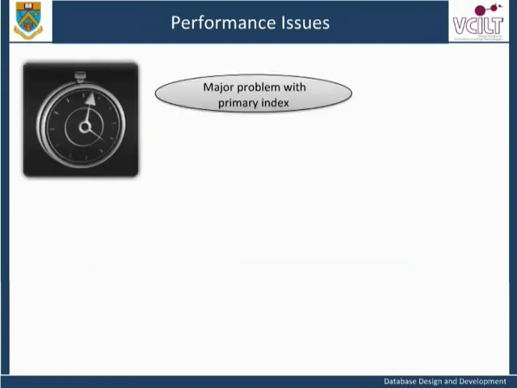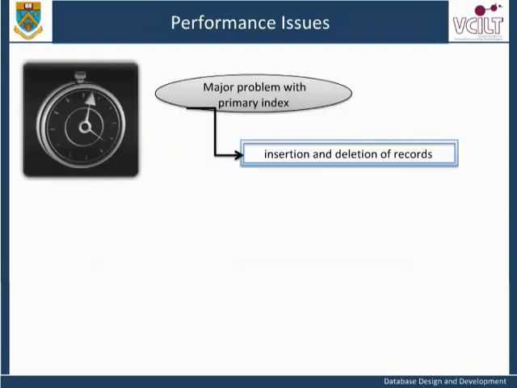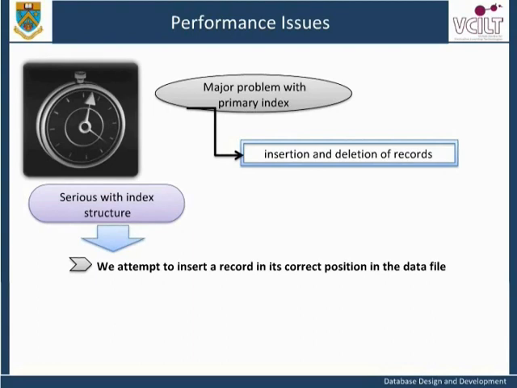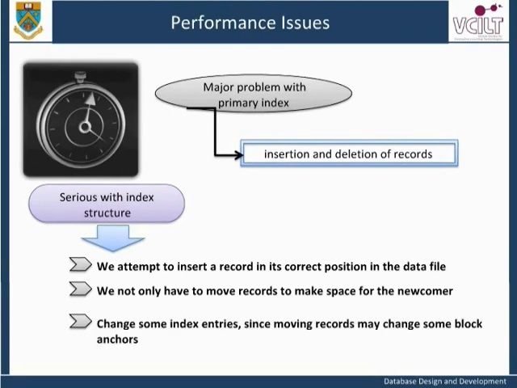A major problem with the primary index is insertion and deletion of records. We have seen similar problems with sorted file organizations. However, they are more serious with the index structure because, if we attempt to insert a record in its correct position in the data file, we not only have to move records to make space for the newcomer, but also have to change some index entries, since moving records may change some block anchors. Deletion of records causes similar problems in the other direction. Since a primary index file is much smaller than the data file, storage overhead is not a serious problem.